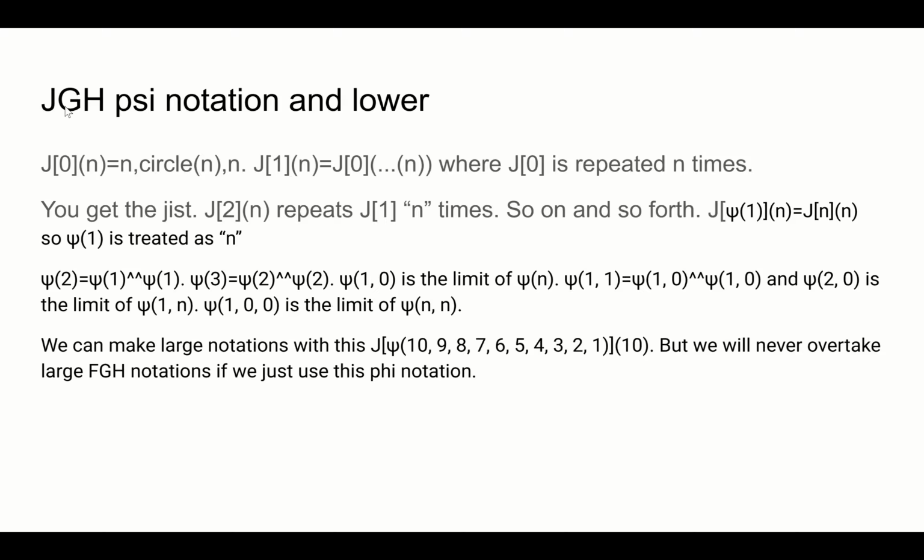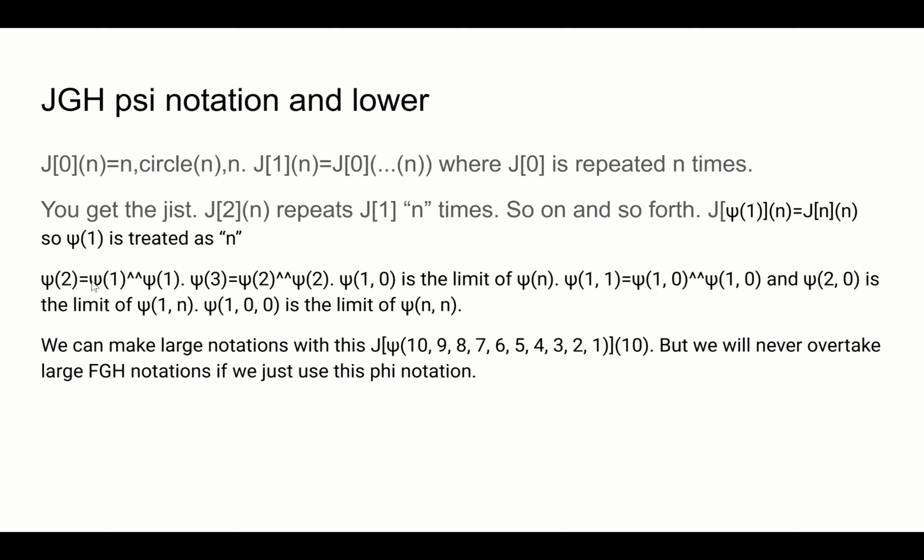Jolly growing hierarchy, side notation and lower. J0 n is equal to n circle n. J1 n is equal to J0 n, where J is repeated n times. You get the gist. J2 n repeats J1 n times, so on and so forth. J psi 1 n is equal to J n n. So psi 1 is treated as n.